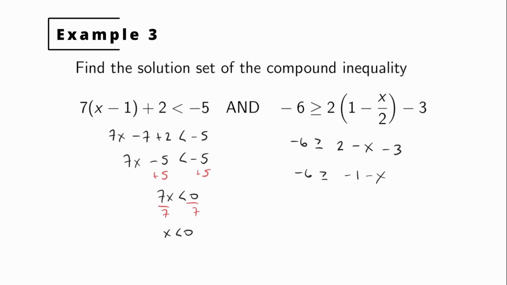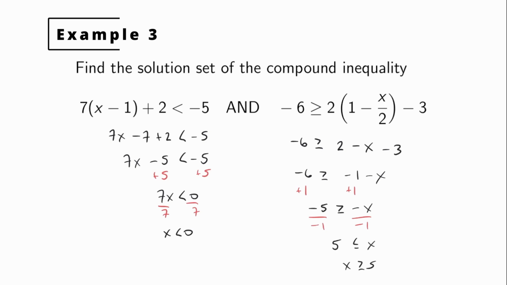And I'm going to add 1 to both sides, and I get negative 5 is greater than negative x. I'm going to multiply, or you can divide both sides by negative 1. That will change the direction of the inequality. So I get 5 is less than x, or x is greater than 5.